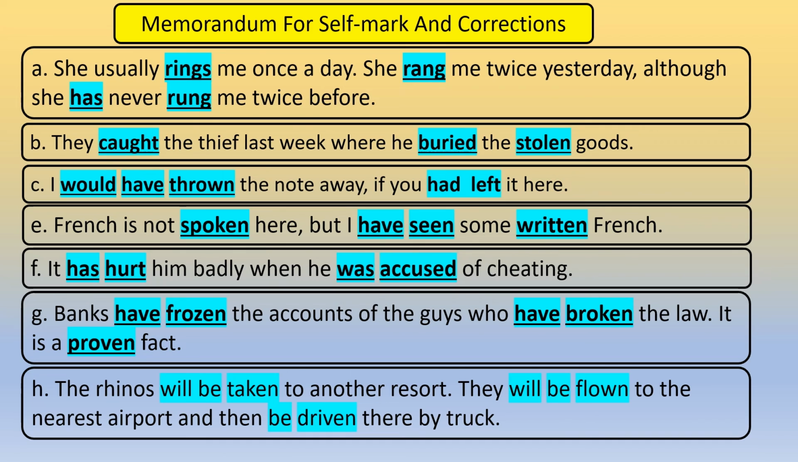E: French is not spoken here, but I have seen some written French. F: it has hurt him badly when he was accused of cheating. G: banks have frozen the accounts of guys who have broken the law. It is a proven fact. H: the rhinos will be taken to another resort. They will be flown to the nearest airport and then be driven there by truck.